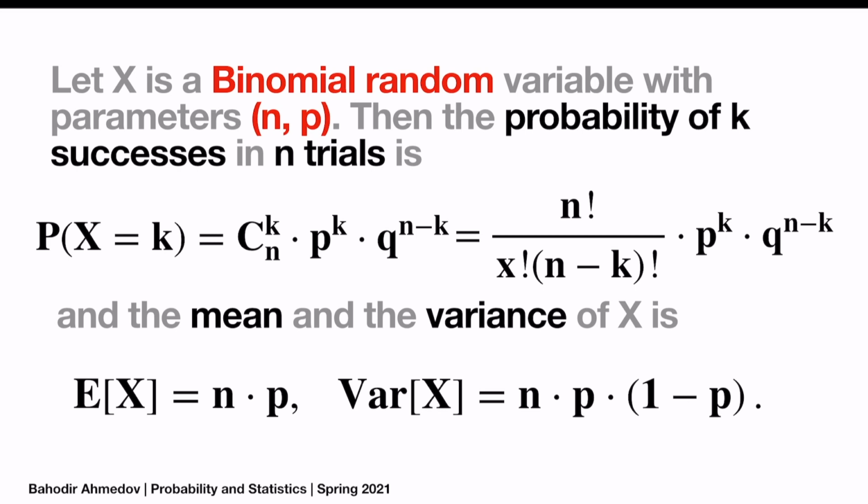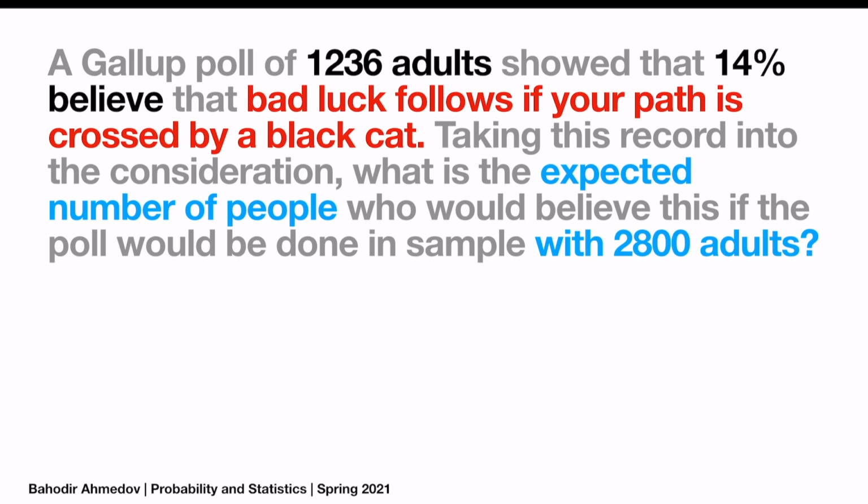So especially we can use this property in the following cases. So let's say a Gallup poll made a survey, and they asked 1,236 adults whether they believe that bad luck follows if your path is crossed by the black cat. And 14% of the respondents said yes, they believe this. So if you would just expand the sample from 1,236 to 2,800, what would be the number of the respondents who would believe this? Which number of the respondents would we expect?